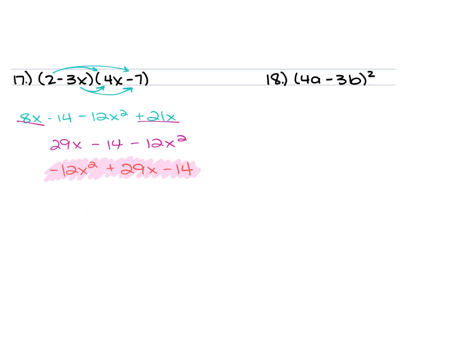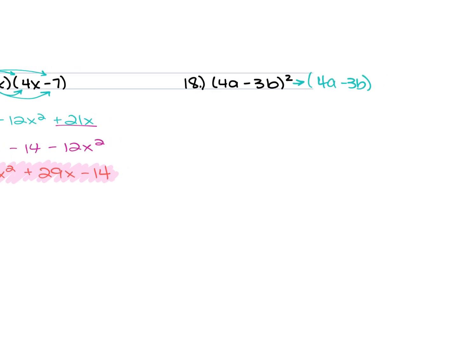For 18, you have 4a minus 3b squared. You can do this one of two ways. You can separate this to be 4a minus 3b times 4a minus 3b, and then FOIL it out. Or you can say to yourself, I have a binomial squared, and the sign that's in between the both terms is subtraction, so I can use a squared minus 2ab plus b squared. Our a in this case is the 4a, and our b is the 3b.